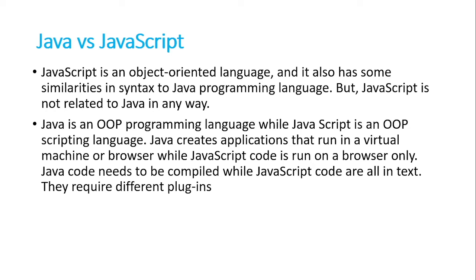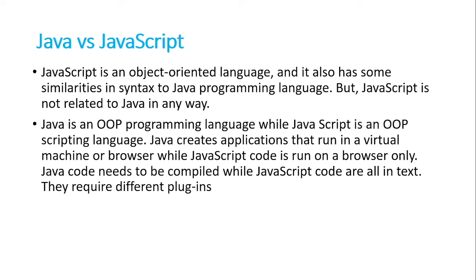Java creates applications that run in a virtual machine or browser, while JavaScript code is run in a browser only. Java code needs to be compiled, while JavaScript code is all text. They require different plugins. Java uses a compiler to compile its code to machine code, and it runs the code in the virtual machine of the operating system. But JavaScript is totally different. It only runs in the browser, not outside the browser. We cannot run JavaScript outside the browser. Yes, there is the Node.js environment, but that is something else. We'll talk about it in the Node.js part.